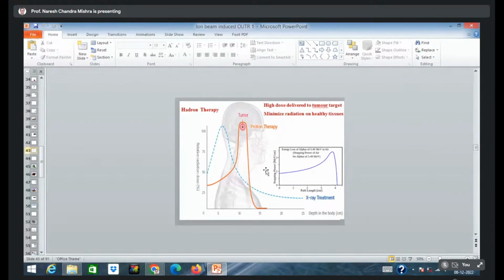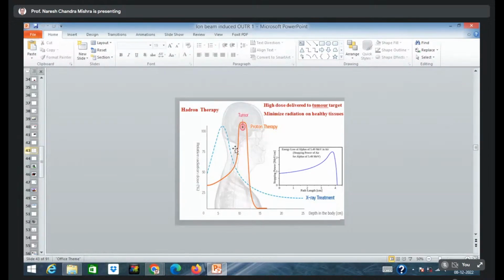But I can still tell you, hadron therapy is treating cancerous cells using hadrons. Hadrons, what are hadrons? Protons, neutrons are hadrons. So that's why it's called hadron therapy. You can use even carbon particles also, high energetic carbon ions to treat cancerous cells. The principle is very simple.